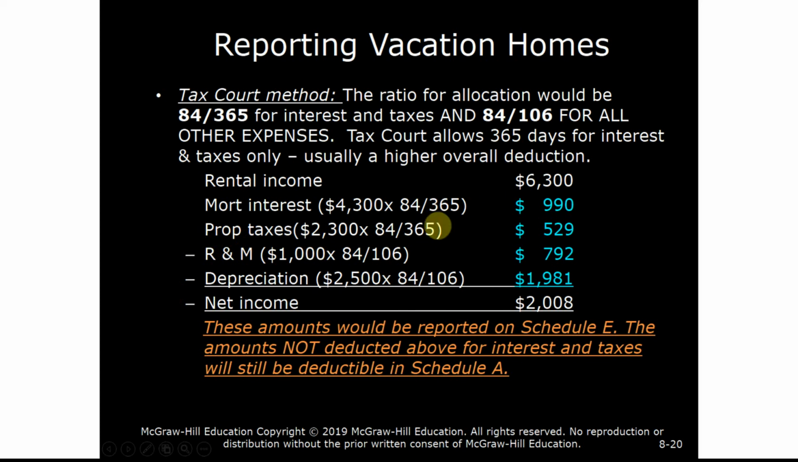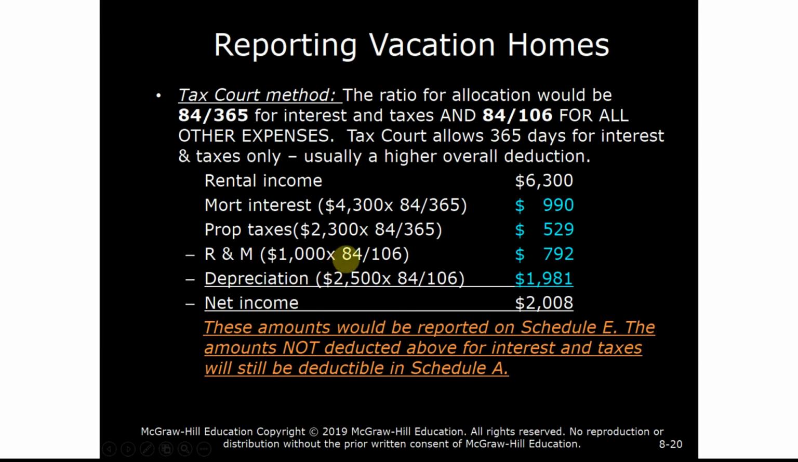So we have a rental income of $6,300. Mortgage interest, we're going to allocate using the tax court method: the 4,300 times 84 into 365, 84 days of rental divided by a total of 365 days in the year. Property taxes, same thing under the tax court method, 84 into 365 times 2,300 gives 529. And then the rest of the costs we allocate using the IRS method.